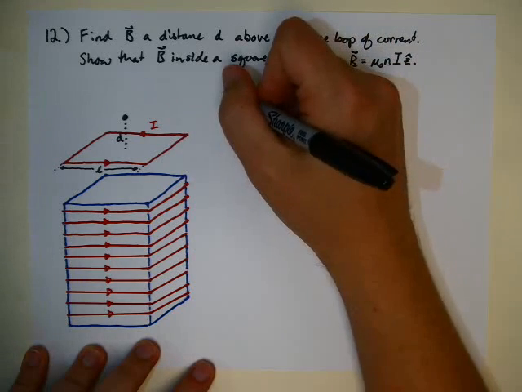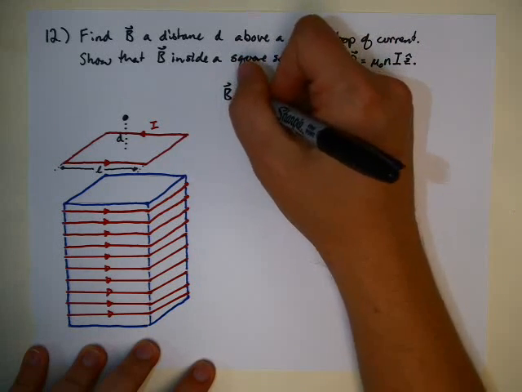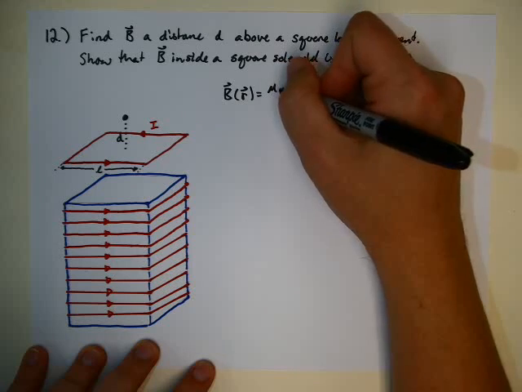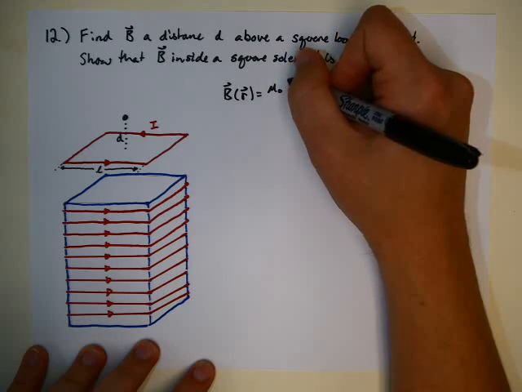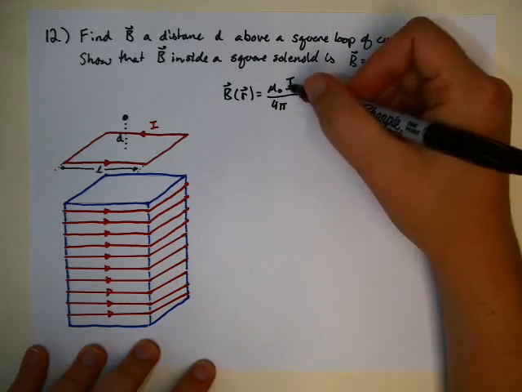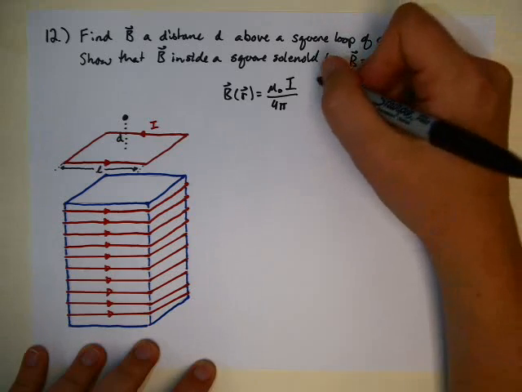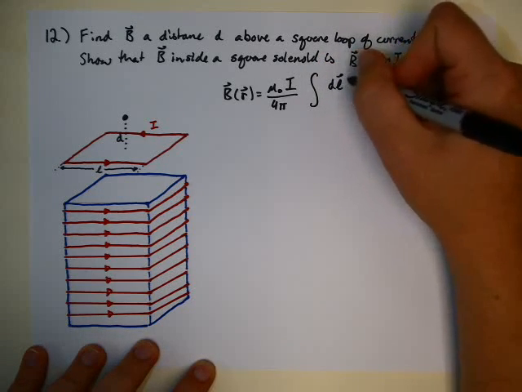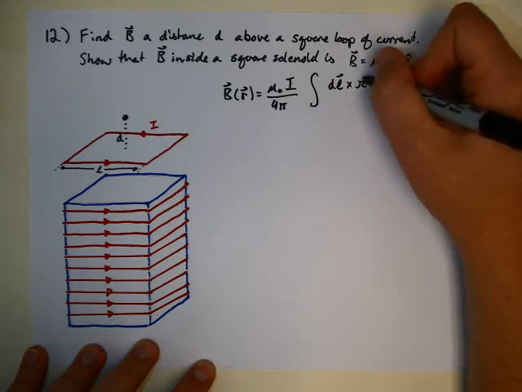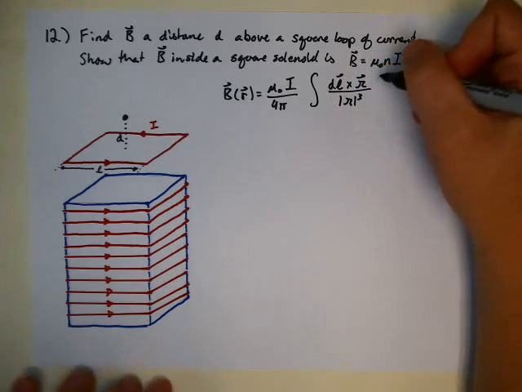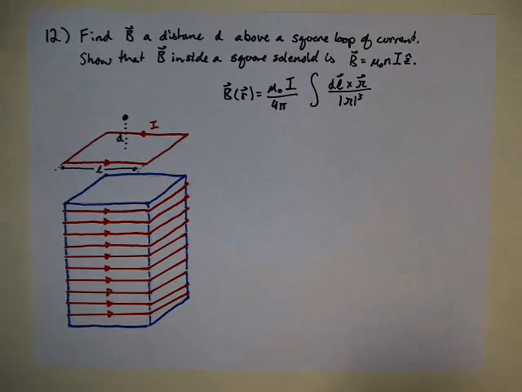We are going to use the Biot-Savart law. The Biot-Savart law says that the magnetic field for a loop is given by the following formula. You have mu naught times the current flowing through the loop divided by 4 pi. And then you have an integral around the loop dl cross script r all over the magnitude of script r cubed. So now we have to write down what script r is.